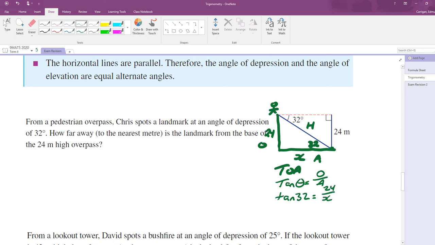Now, in this case, X is on the bottom. If X is on the bottom, we are dividing. So we have got X equals 24 on tan 32. And when I throw it in there, I'm going to get 24 divided by tan 32 equals 38.4. It's asked me for the nearest metre, so that is 38 metres.